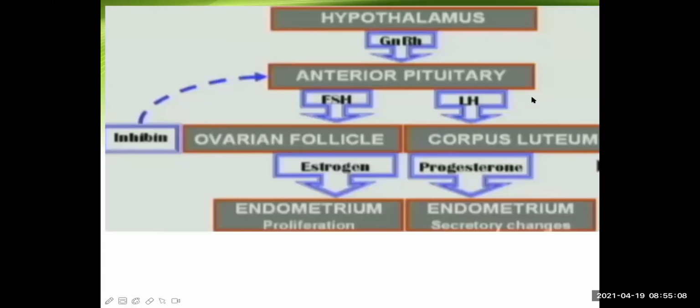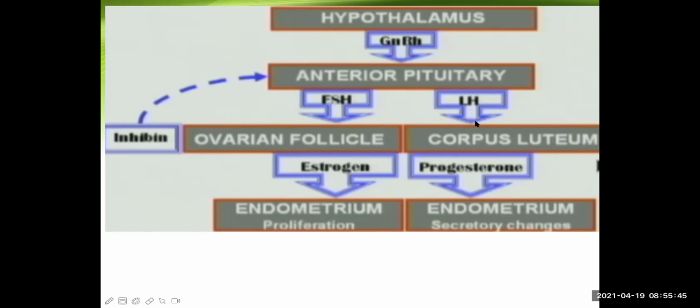Now see that, okay, this slide is making those things very easy for you. Here is hypothalamus. Hypothalamus is releasing gonadotropin releasing hormone. It acts on the anterior pituitary, and from anterior pituitary we have FSH and LH. These are called gonadotropins, follicle stimulating hormone and luteinizing hormone. The follicle stimulating hormone acts on ovarian follicle, especially the follicular cells of the ovarian follicle, and it will help in the growth of that ovarian follicle.